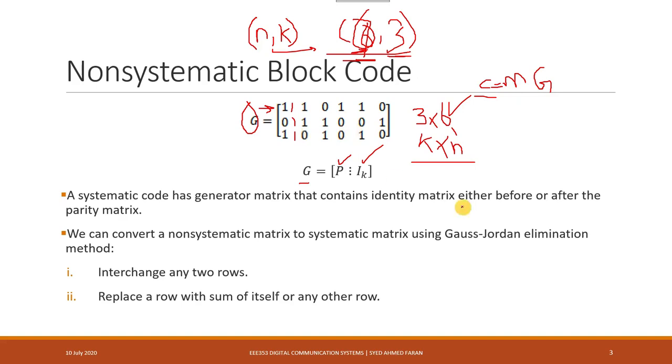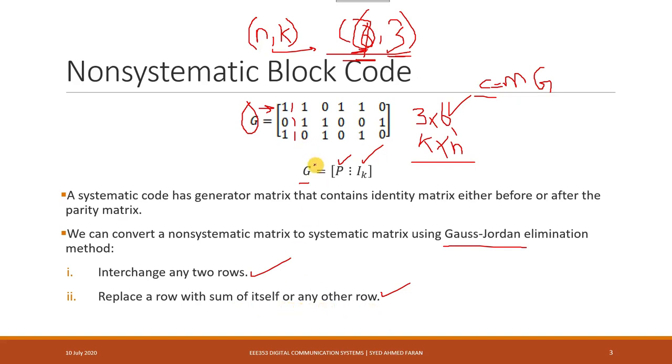To make this conversion, we follow the Gauss-Jordan elimination process, which you have already at least practiced once in linear algebra. There are two operations that we can perform on this matrix to make it look like an identity matrix, either at the start or at the end. One is that you can interchange any two rows. The second is that you can replace a row with the sum of itself and any other row.